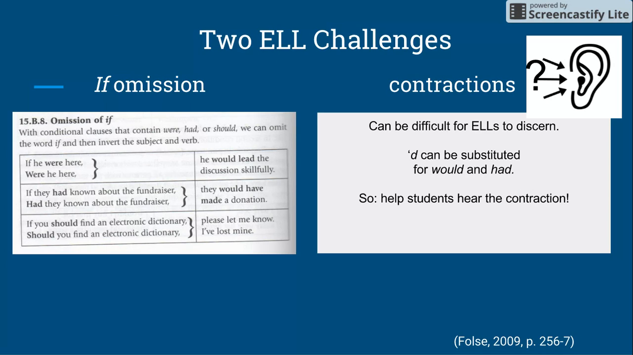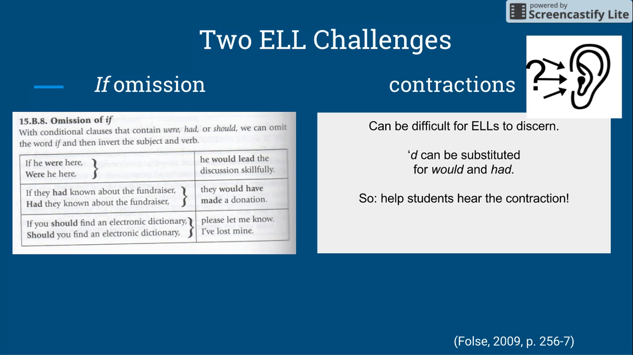Two general challenges regarding all of these conditionals are if omission and contractions. The first, if omission, is an issue of style. If can be omitted in English, as it can also in Russian. It may be omitted when you use the words were, had, or should, and then by inverting the subject and verb.